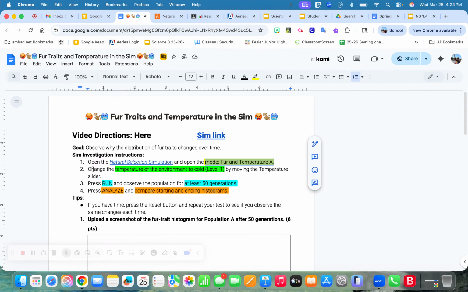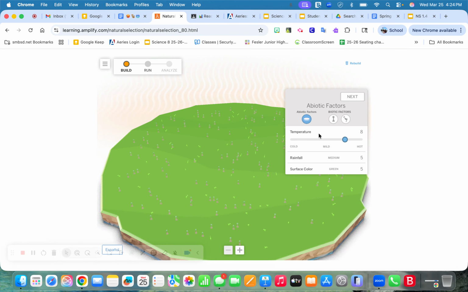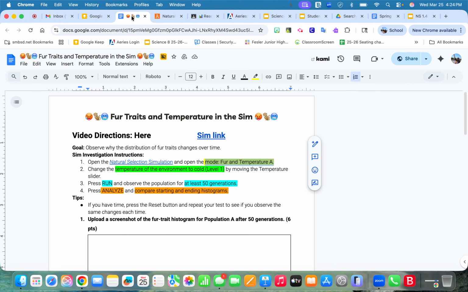We are going to change the temperature in the environment to cold level 1 by moving the temperature slider. I'll show you what that looks like. Right here is our temperature slider. It is at a level 8, pretty hot, and we're going to take it all the way down to level 1, where it says level 1 right here. I can see the cold.